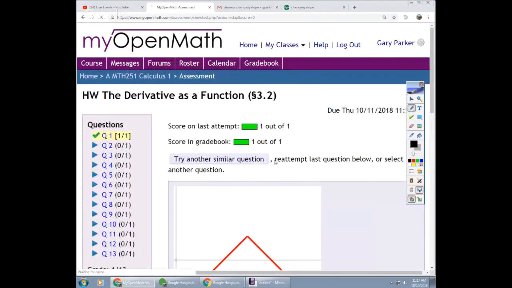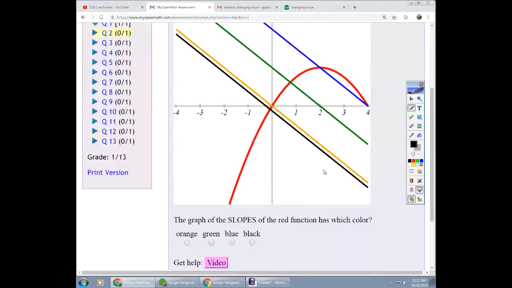All right. Next, we got a parabola type 1. The red is the original function. One of these lines is the slope function. Anybody have a guess as to which line represents the slope function?